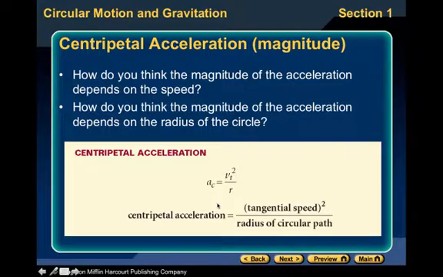Here's our equation for centripetal acceleration. AC, which is centripetal acceleration, is equal to the tangential speed squared over r, the radius of the circular path.